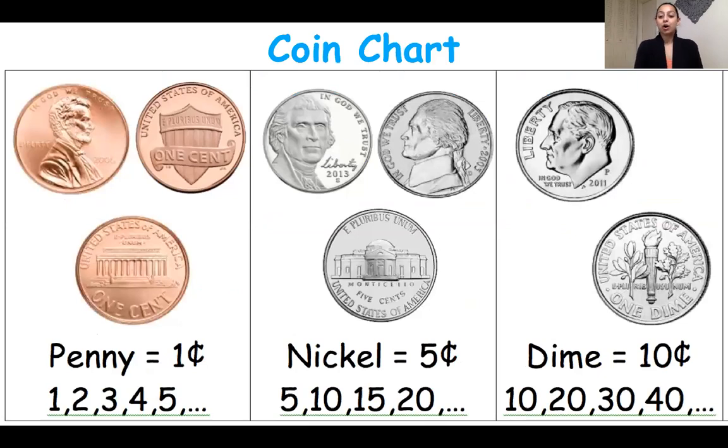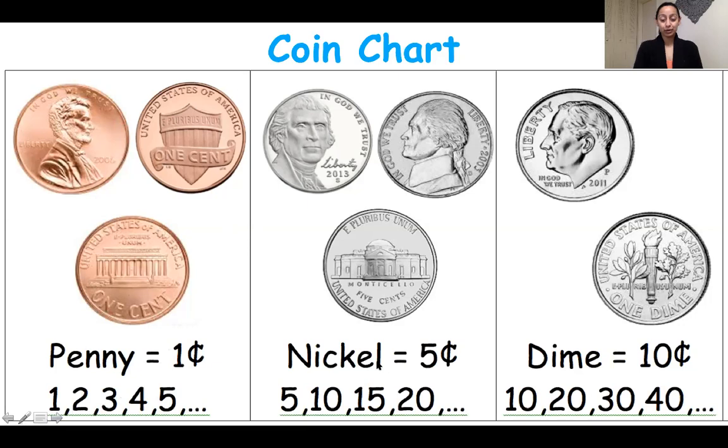Let's just review all the coins we've learned before we end our lesson for today. Let me move myself up there. So the first coin that we learned about was a penny. And a penny is worth 1 cent. It can look all these 3 different ways. And since a penny is 1 cent, we count by ones. 1, 2, 3, 4, 5, 6, 7, 8, and so on.